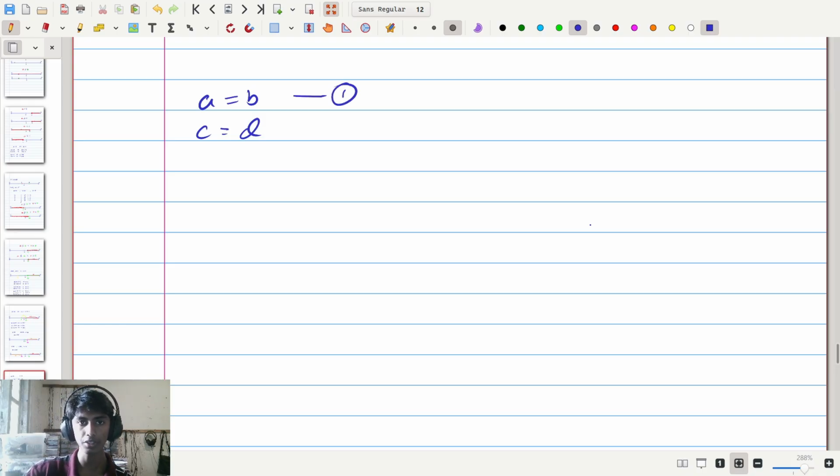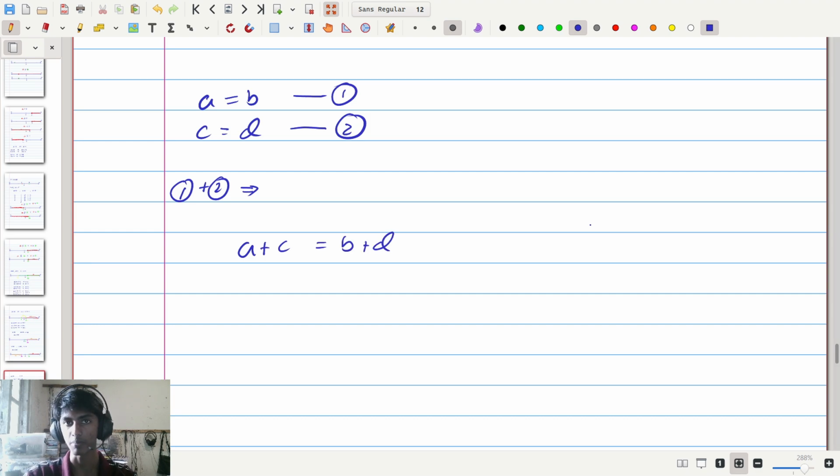We can say this equation is equation 1, we can say this equation is equation 2, and we can add them together. By adding, I mean adding the left hand sides and adding the right hand sides together to get the equation a plus c is equal to b plus d. This is a true statement. It's true because of the properties of the equal sign.